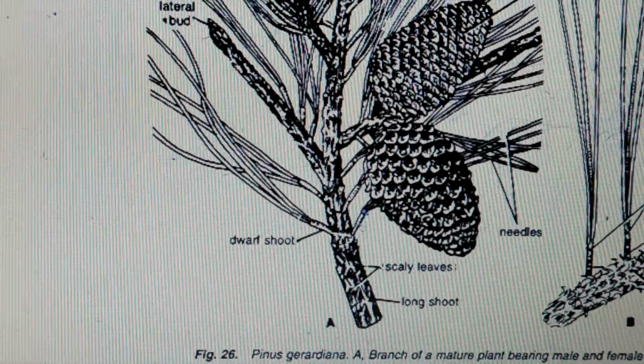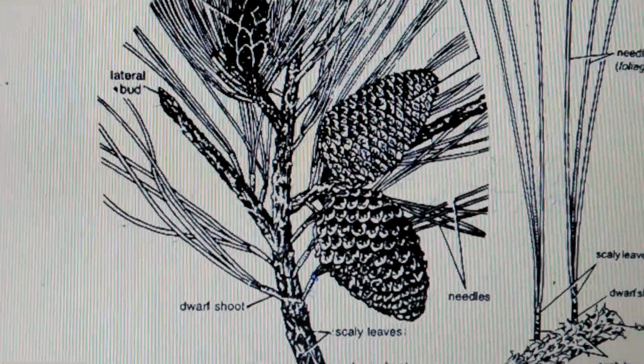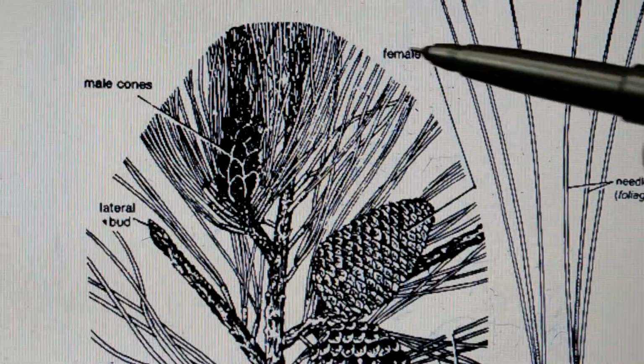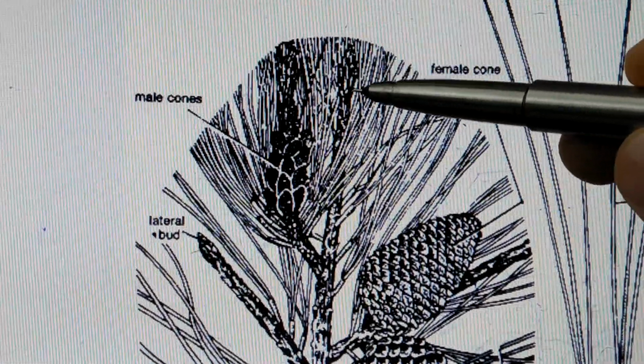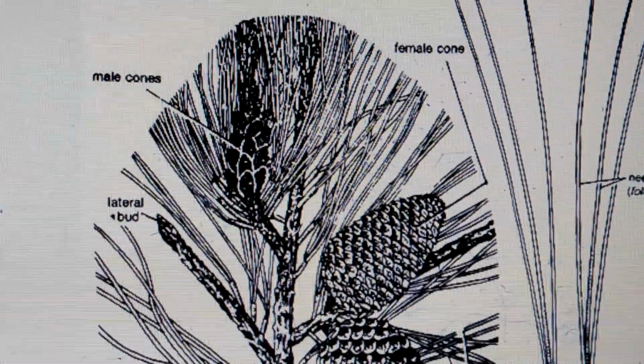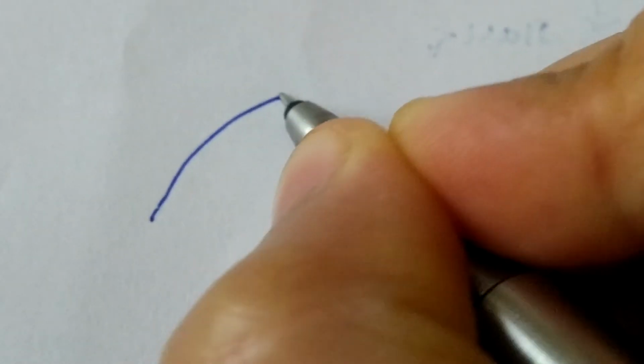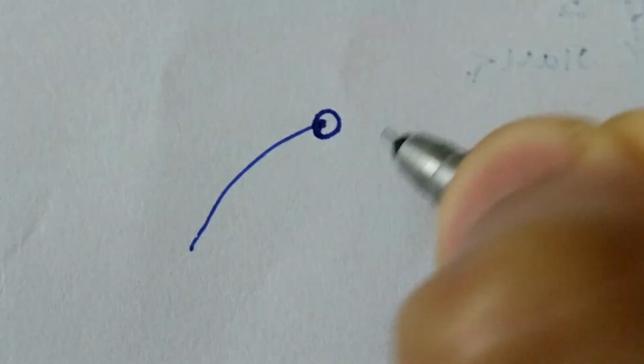Now this long shoot, why does it have unlimited growth? Because at its tip it has a small apical bud. When I say apical bud at the tip, it is nothing but a structure like this. We have this long shoot, and on the long shoot, at the tip, we have this apical bud.